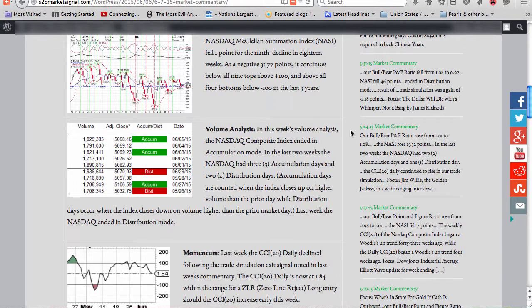Volume analysis. In this week's volume analysis, the Nasdaq Composite Index ended in accumulation mode. In the last 2 weeks, the Nasdaq had 3 accumulation days and 2 distribution days. Accumulation days are counted when the index closes up on higher volume than the prior market day, while distribution days occur when the index closes down on volume higher than the prior market day. Last week, the Nasdaq ended in distribution mode.